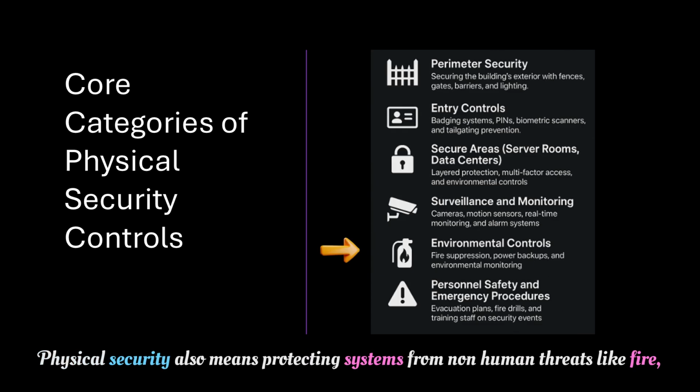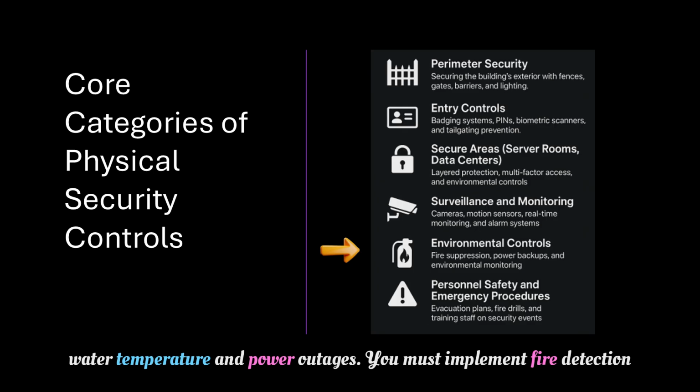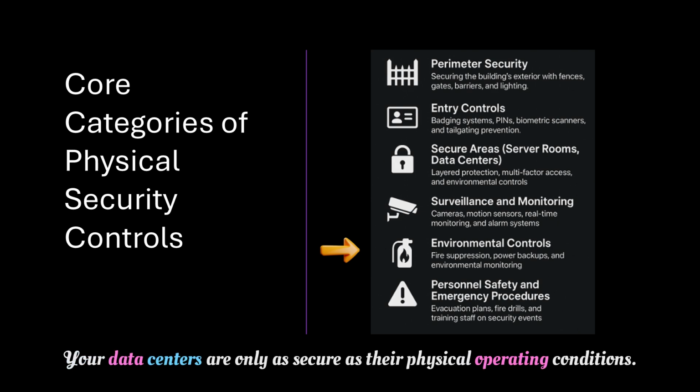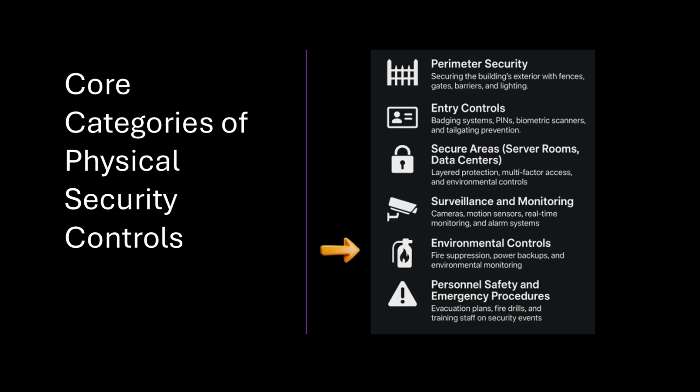Physical security also means protecting systems from non-human threats like fire, water, temperature, and power outages. You must implement fire detection and suppression systems, uninterruptible power supplies, backup generators, and environmental monitoring. Your data centers are only as secure as their physical operating conditions.